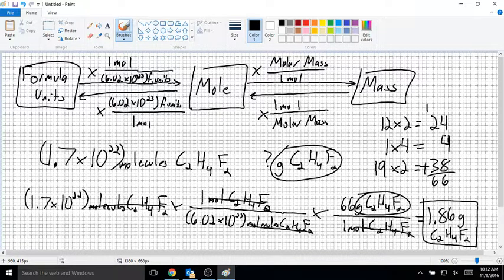So what we did today is we simply took what we did the last 2 days, on Monday, and we kind of put it together. You know, if you can go from formula units to moles, and if you can go from moles to mass, or vice versa, you can put them together, go from formula units to mass, or mass to formula units.